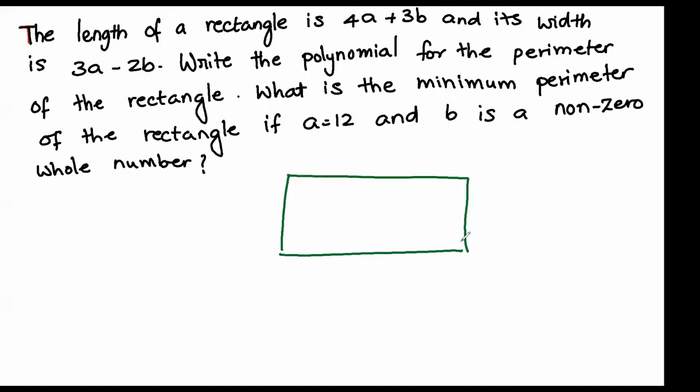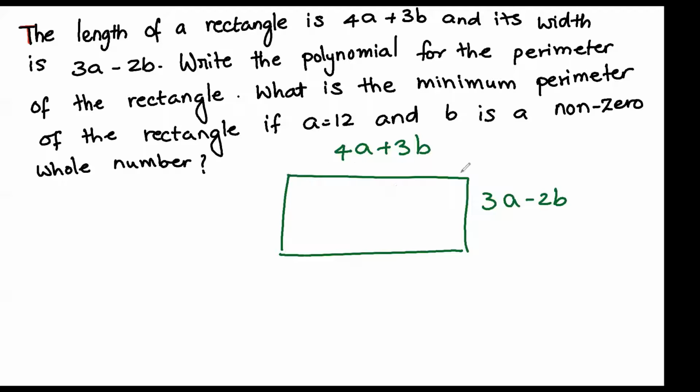Okay, it says the length of a rectangle is 4a plus 3b and width is 3a minus 2b. So 4a plus 3b, 3a minus 2b. So I know the length and the width of this rectangle. Write the polynomial for the perimeter of the rectangle. So I want to write the polynomial for the perimeter. What do we mean by perimeter? The sum, right? The sum of all the sides of this rectangle.